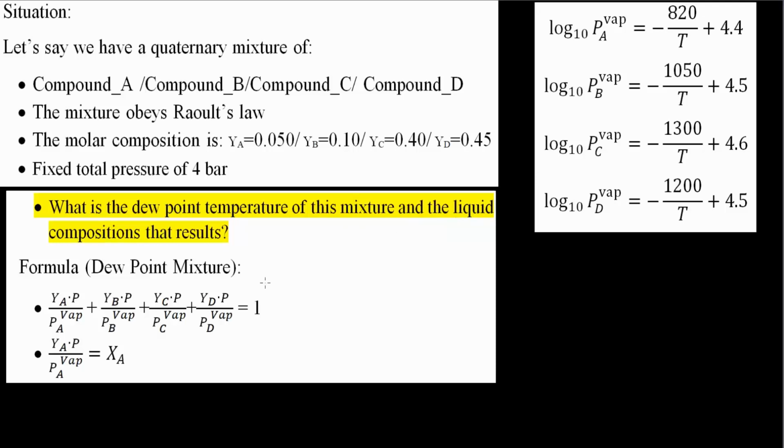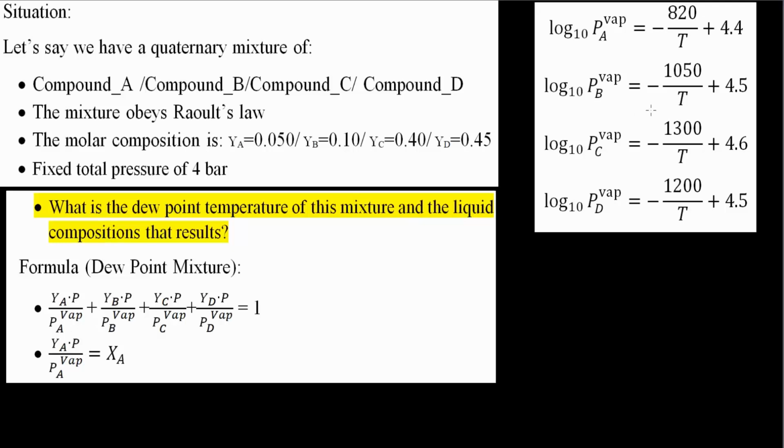The formulas that we use for dew point are these two, where we know the total of each component will add up to 1 for dew point. And likewise, we also want to know the liquid composition, and there's a rule for that. So XA, or liquid, is equal to Ya times P divided by PA vap.